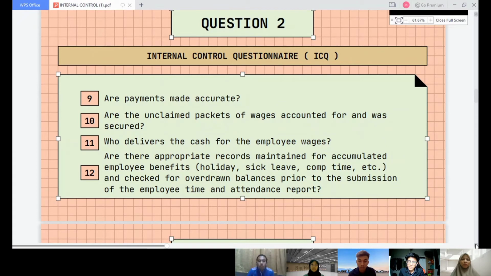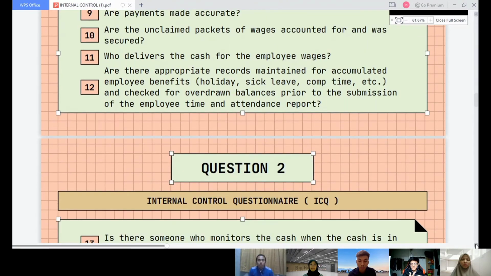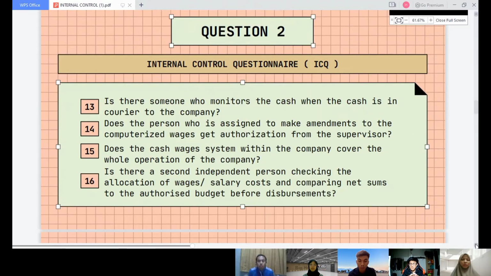And then 11, who delivers the cash for the employee wage? And then 12, are there appropriate records maintained for accumulated employee benefits, holiday, sick leave, comp time, or others? And check for overtime balance prior to the submission of the employee time and attendance report. And then 13, is there someone who monitors the cash when the cash is in courier to the company? And then 14, does the person assigned to make amendments to the computerized wage get authorization from the supervisor?